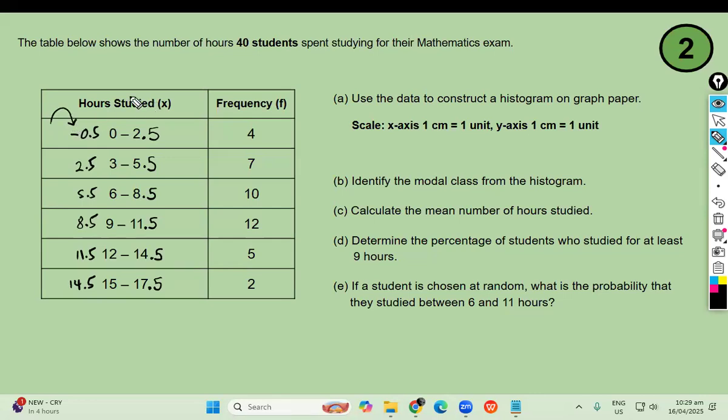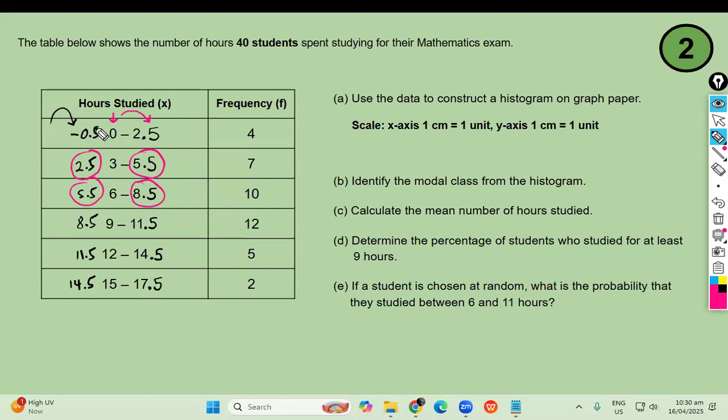Now, I know we're going to have a negative value here. But do you actually need to put in the negative value? Because your graph paper is only going to have positive values. So that means your first rectangle would actually start from 0 and end where? At 2.5. The rest of them will go from 2.5 to 5.5, and 5.5 to 8.5.